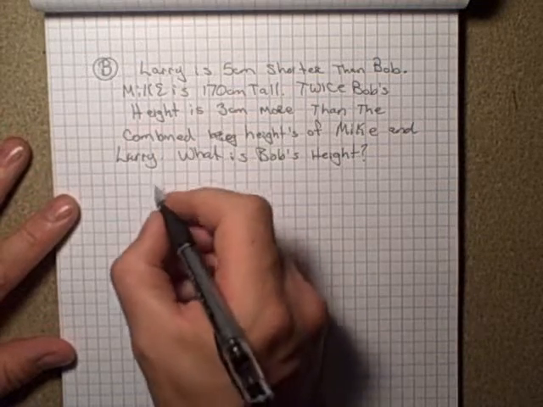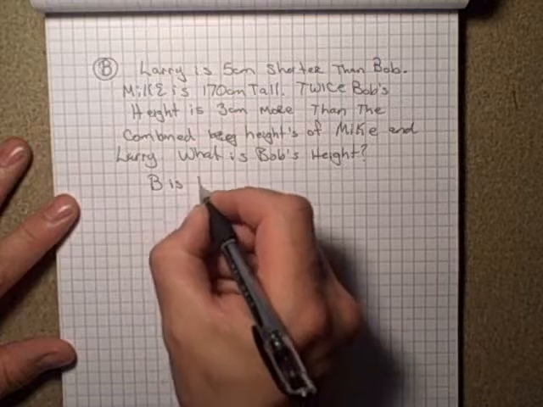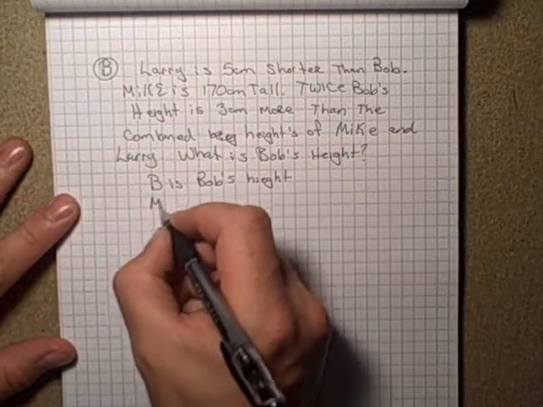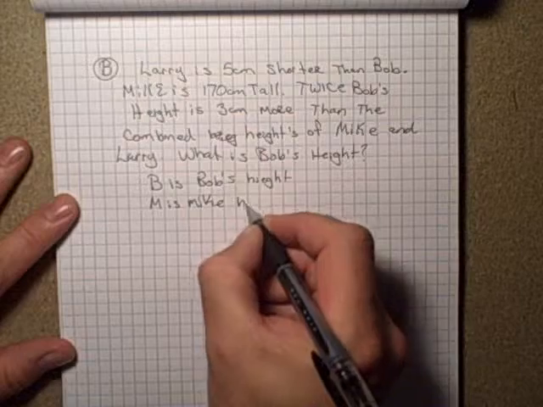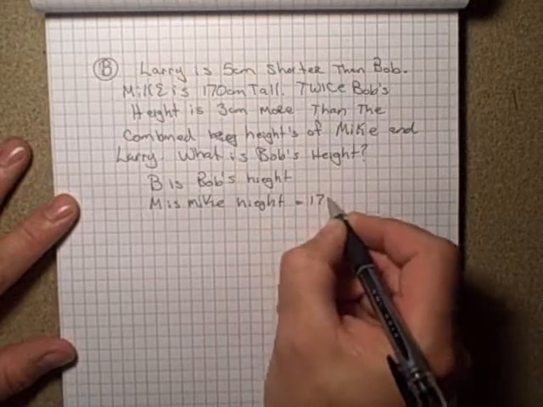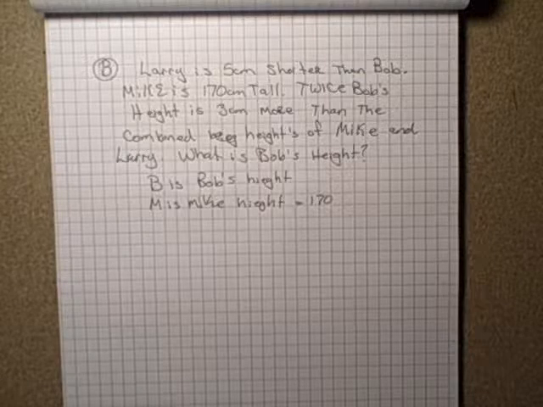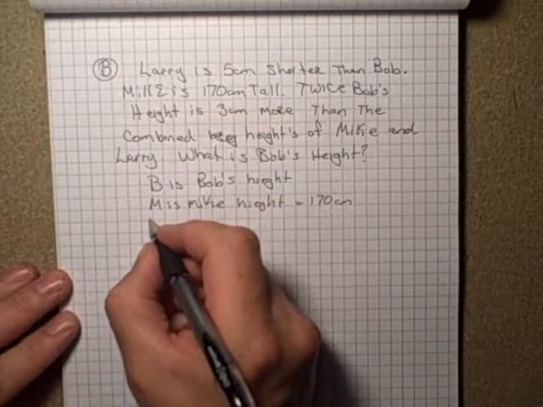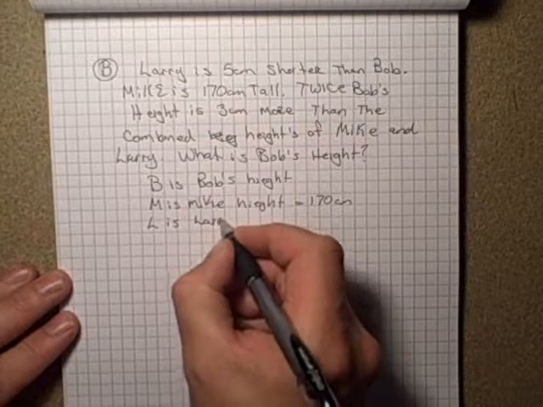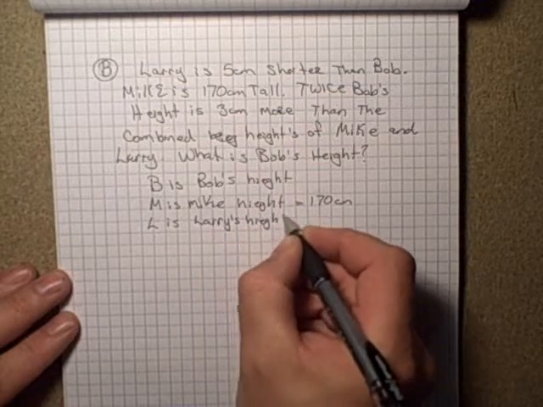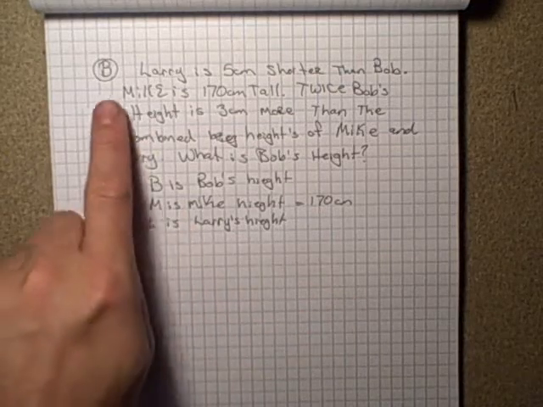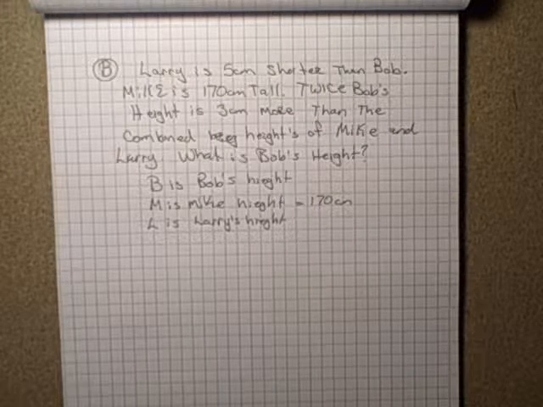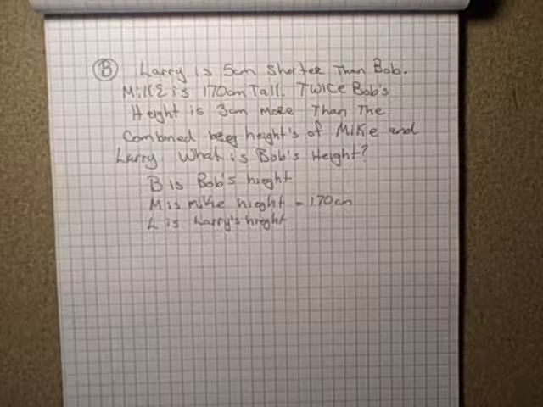So let's say we know that B is Bob's height. M is Mike's height, and that would be equal to 170, which will make this problem a little easier if we look at it that way. And we also know that L is Larry's height. So we're basically looking at L and B as our two variables. Even though Mike has a height in there and there's another person, we know his height already, so we can use that as a number rather than a variable. So we're going to try to relate B and L together using the information given to us.